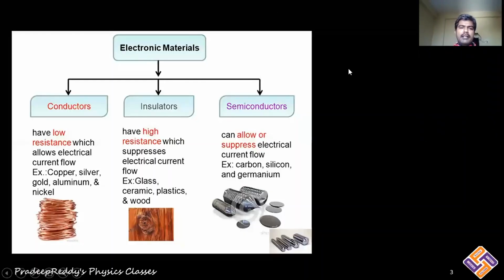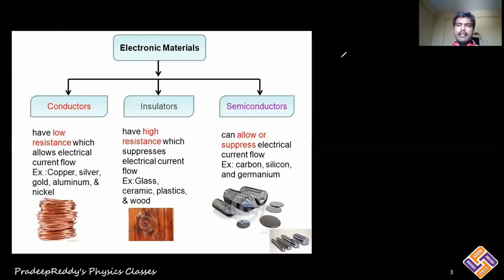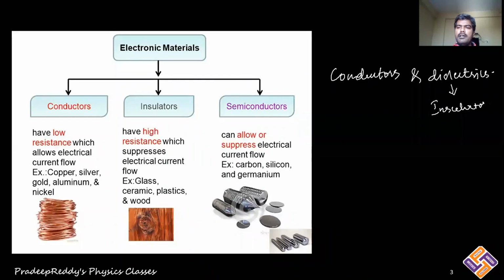We have already learned that whenever you are dealing with electric charges, in some materials, charges are able to flow. In some materials, charges do not flow. We have already classified conductors and dielectrics. Dielectrics are also known as insulators. They do not allow electric charges to pass through. They are even called non-conductors.